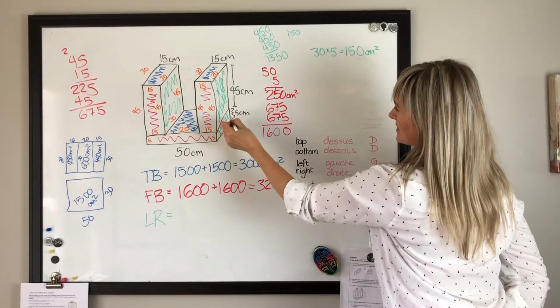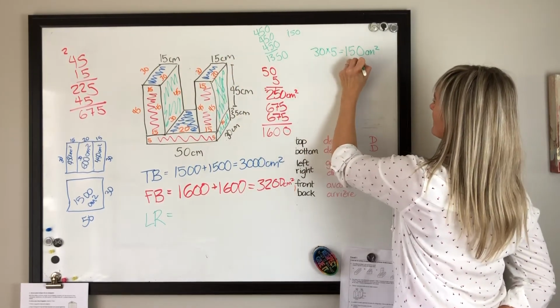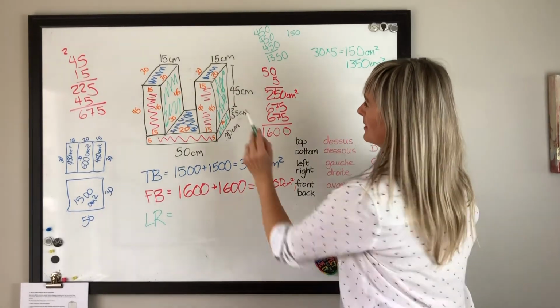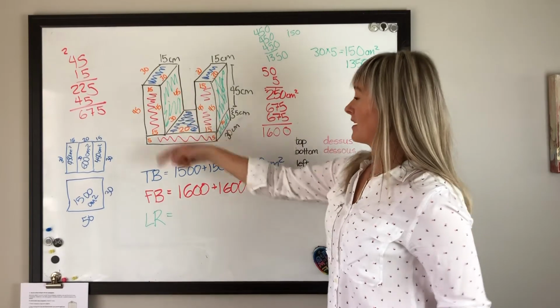Okay, so we have that section. We have this guy. Hold on. What do we know about this? It's exactly the same as that, 45 by 30.